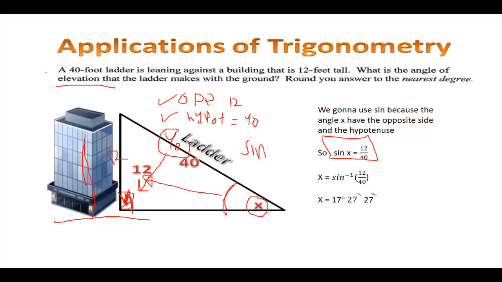So you need to find the measure of angle x. So of course shift sine, which you have taken in the first week in quarter 3, shift sine of 12 over 40. So angle x here will equal 17 degrees, 27 minutes and 27 seconds.